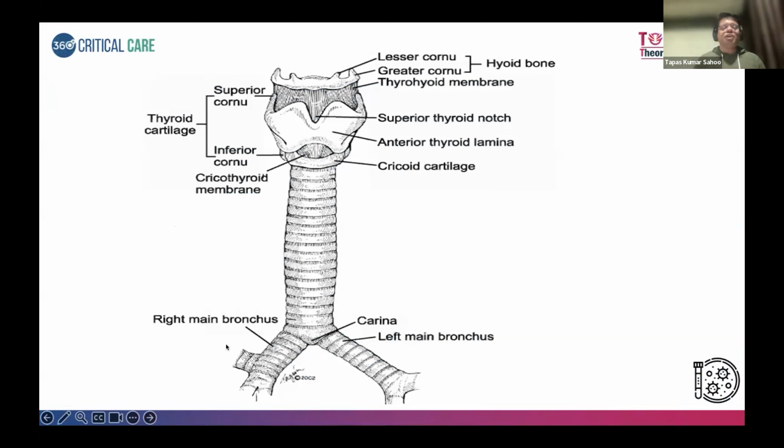Now, this is a picture. You need to draw at least 2 to 3 pictures related to the trachea if you are getting the anatomy question. And the physiology question would be the airway passage, or tracheostomy would be the procedure. So, I am not going into detail.